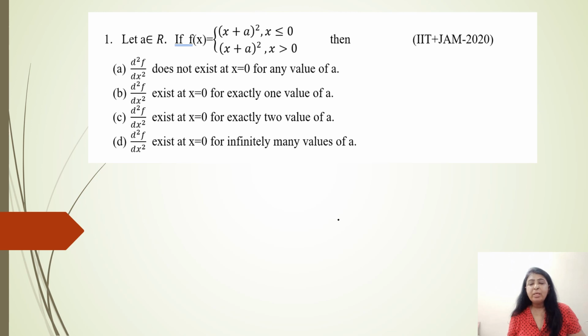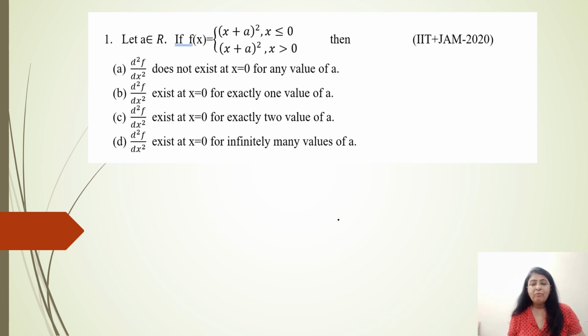So first, d square f by dx square does not exist at x equal to 0 for any value of a. Second, the second derivative does not exist at x equal to 0 for exactly one value of a. Third, d square f by dx square exists at x equal to 0 for exactly two values of a. And fourth, d square f by dx square exists at x equal to 0 for infinitely many values of a.